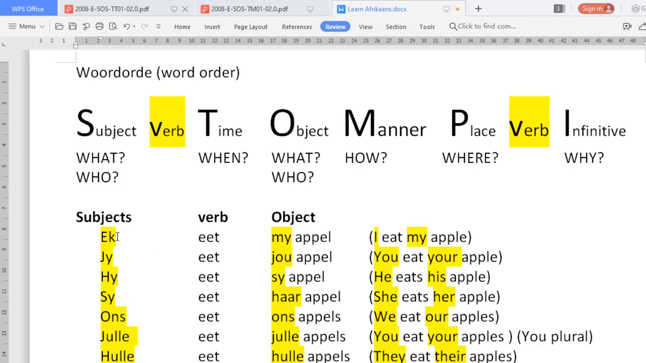I'm just going to read through it all one more time. Ek eet my appel. Jy eet jou appel. Hy eet sy appel. Sy eet haar appel. Ons eet ons appel. Julle eet julle appels. Hulle eet hulle appels.